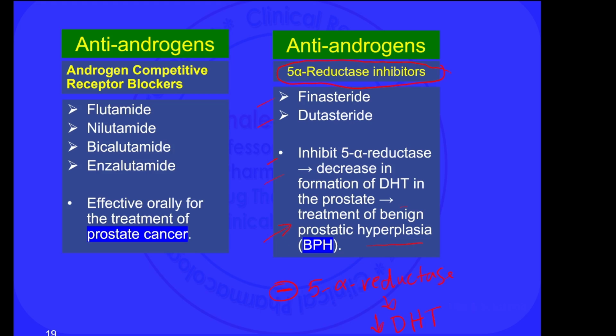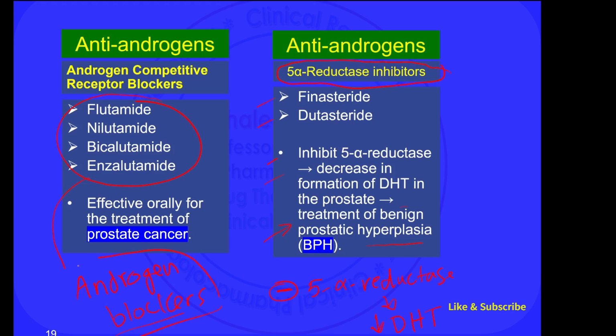The second group is medication that blocks the androgen receptor, such as flutamide and bicalutamide. So you can see that these medications, flutamide and bicalutamide, are a new group of medication. They block the androgen receptor, so they are considered receptor blockers.